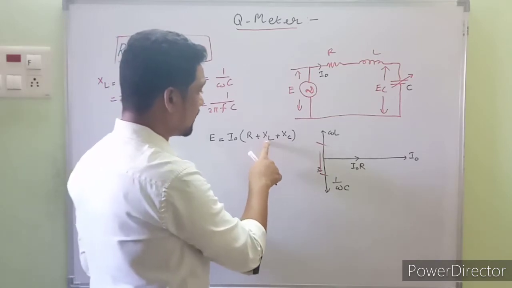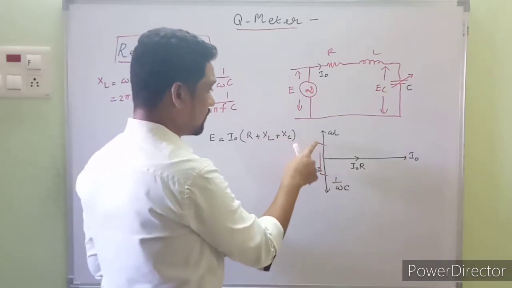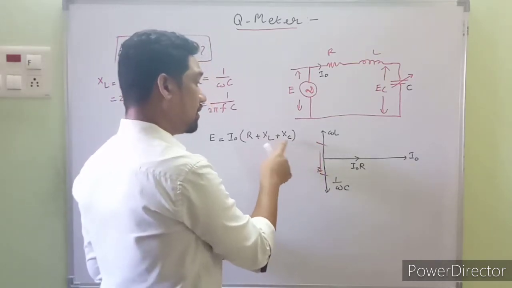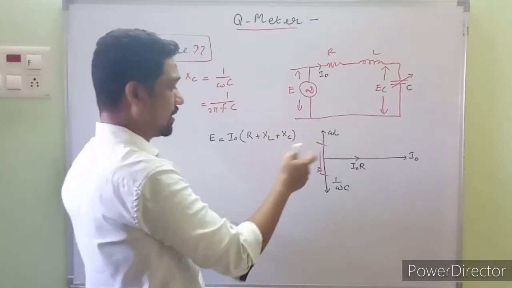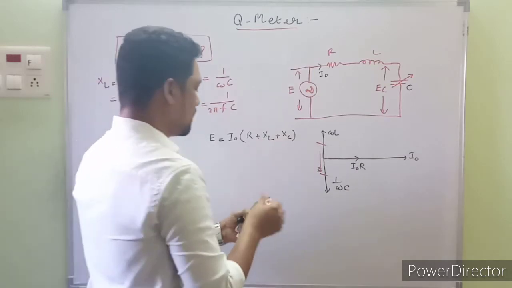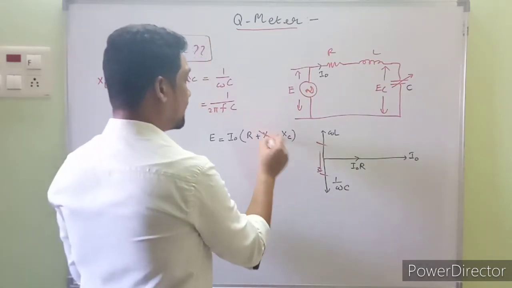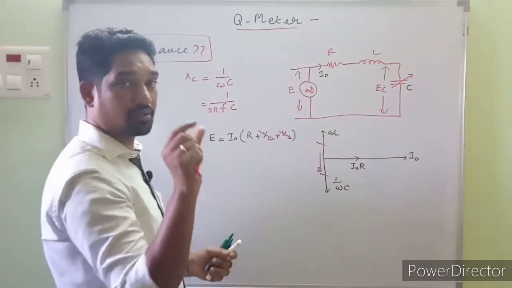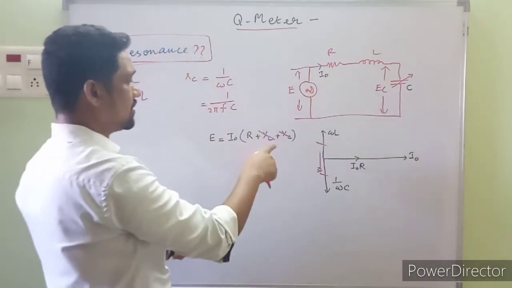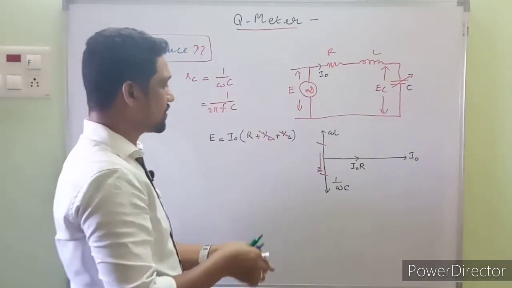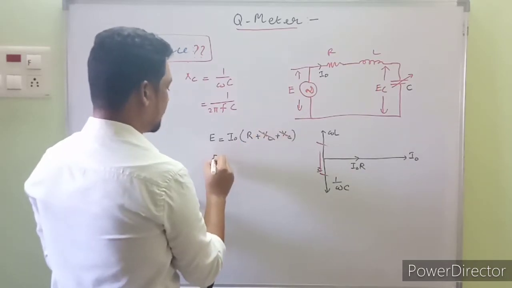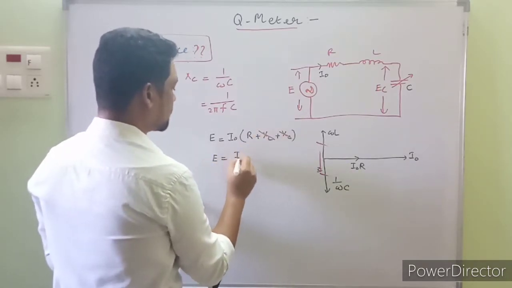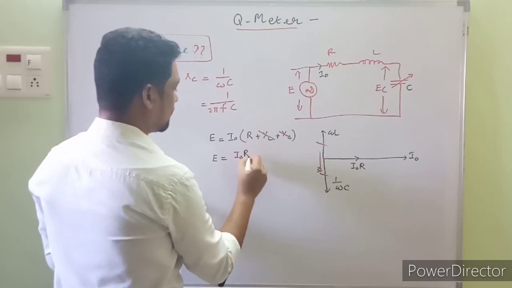These two, the inductive reactance and capacitive reactance, are 180 degrees out of phase with each other, being equal in magnitude. It may be plus 5, minus 5 in terms of magnitude, plus and minus equal in magnitude. These two get cancelled out at resonance. Remember the underline, at resonance. Everything is happening at resonance, and at resonance, when these are cancelled out, the circuit will be purely resistive, and E will be equal to I naught into R.